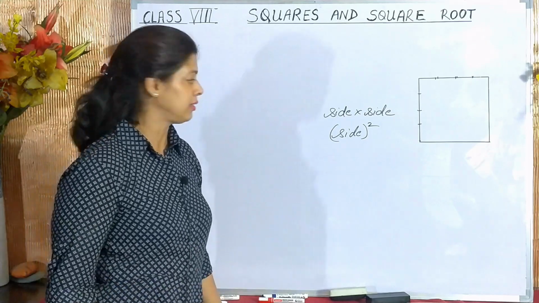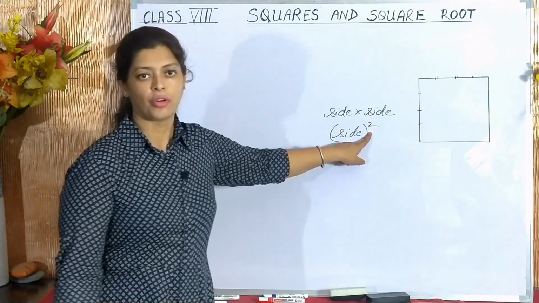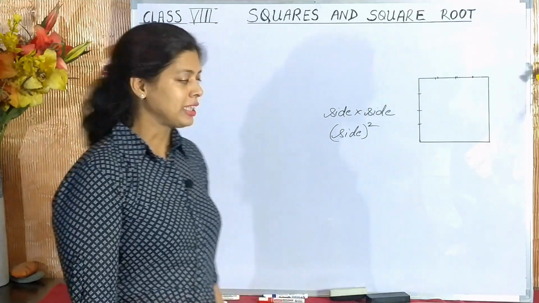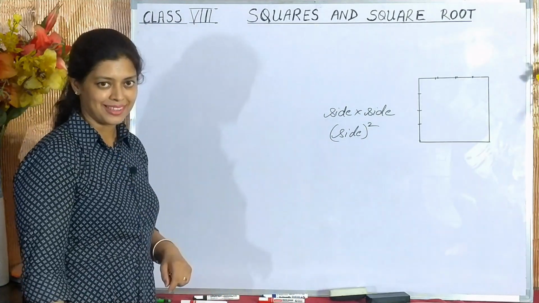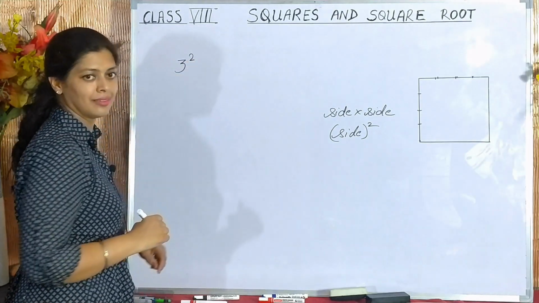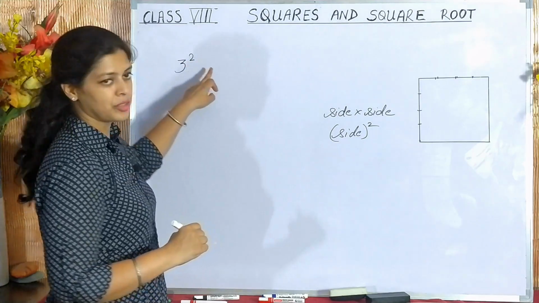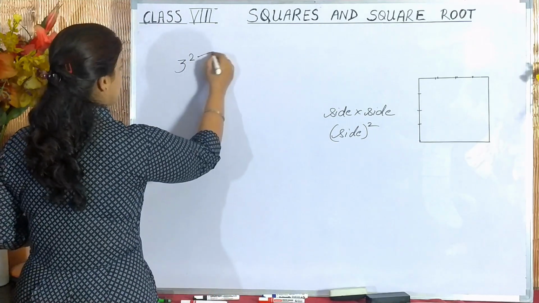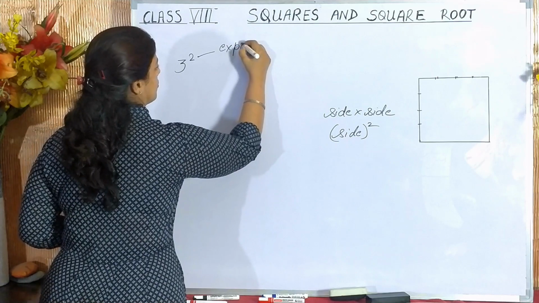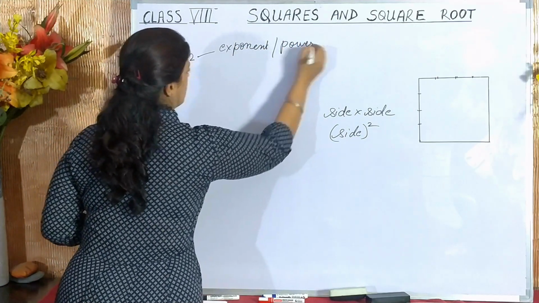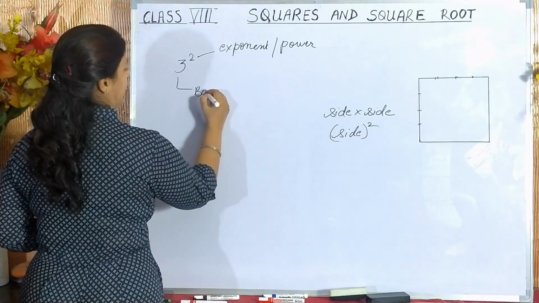Therefore, I can say that if any number is raised to the power of 2, it means that I am squaring the number. I will explain this with a few more examples. If I write 3 squared, this can be read as 3 squared or 3 raised to the power of 2, where 2 is called the exponent or power, and 3 is called the base.